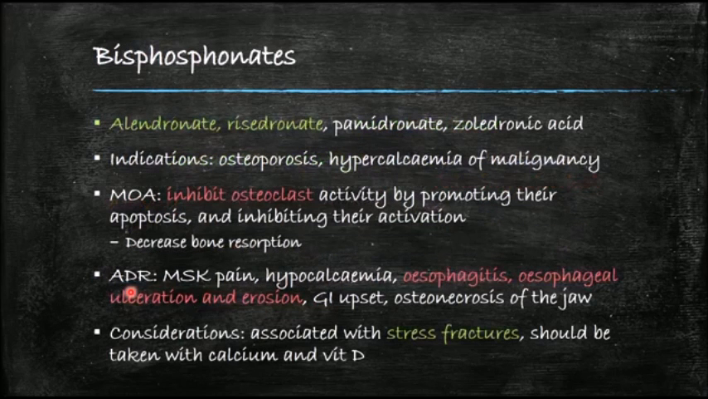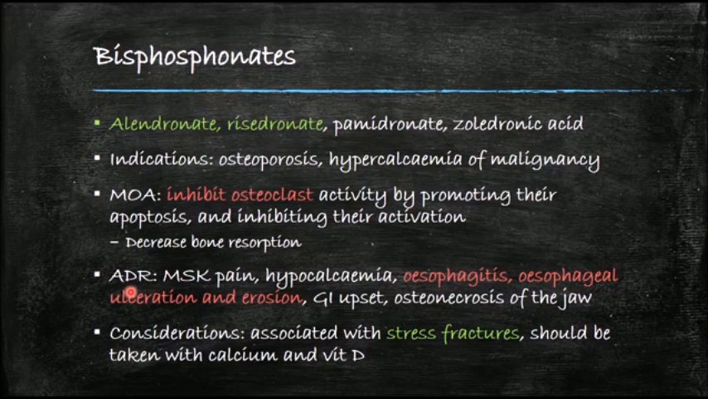Bisphosphonates are the ones that most of your questions will probably be surrounding. And the two most common ones are alendronate and risedronate, and they're most commonly used for osteoporosis. So they're inhibiting osteoclasts and inhibiting their activation, therefore decreasing bone resorption. What this means is that your bone mineral density is going to be preserved, and so you're not going to become osteoporotic.